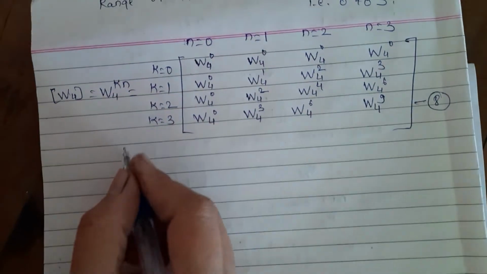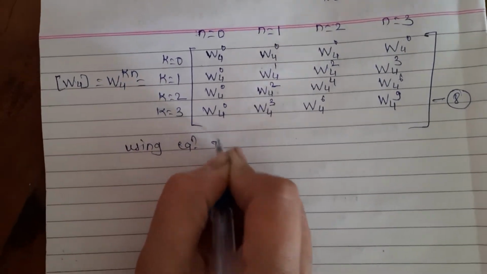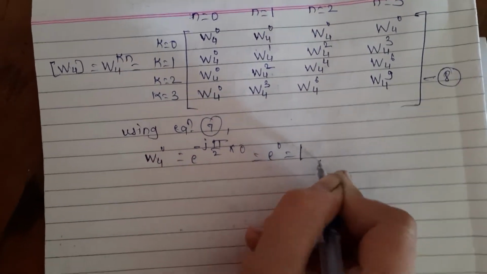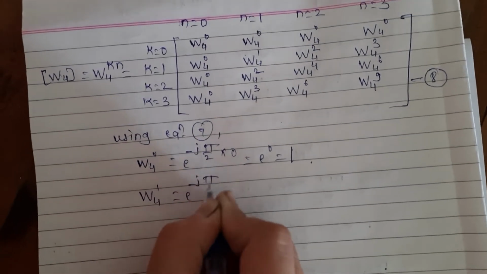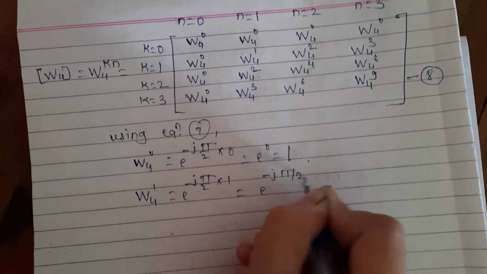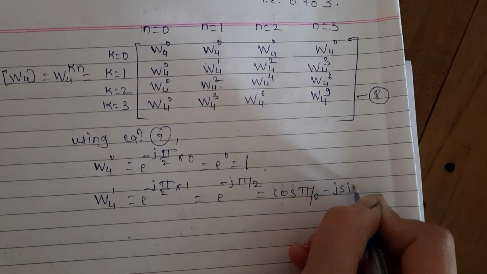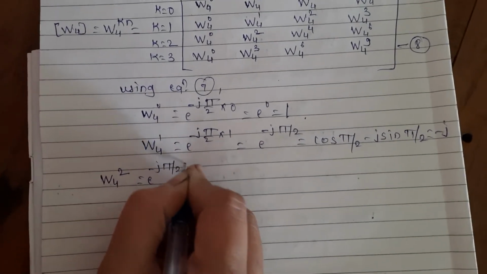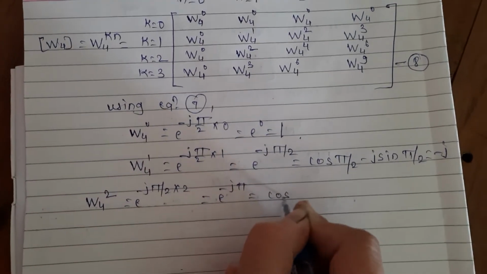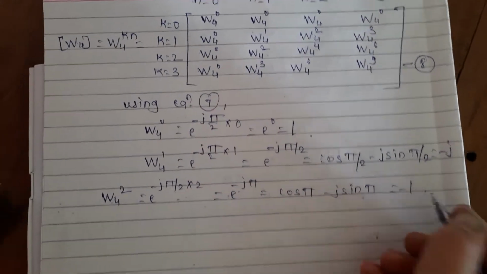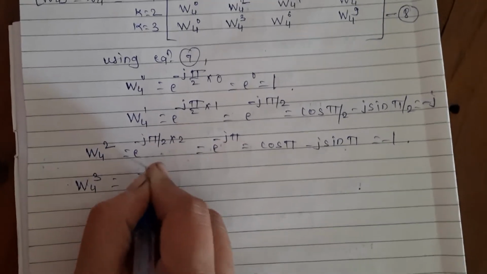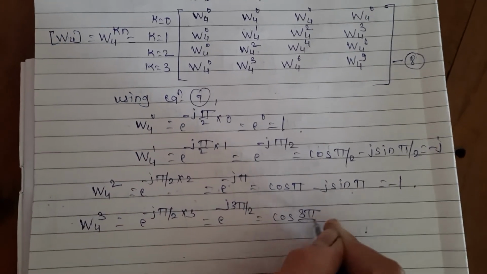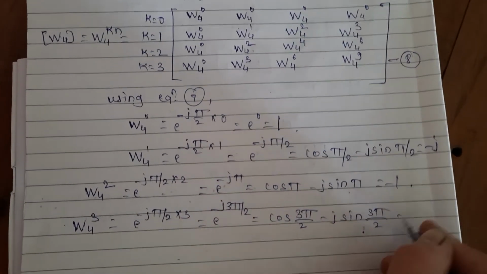Now using equation 7 we get W_4^0 is equal to e raised to minus j pi by 2 into 0, so e raised to 0 value is 1. Next is e raised to minus j pi by 2 into 1, which we can write as cos of pi by 2 minus j sine of pi by 2, so its value is minus j. Next is e raised to minus j pi, so this is cos of pi minus j sine of pi, and this value is minus 1. Next is e raised to minus j 3 pi by 2, it is cos of 3 pi by 2 minus j sine of 3 pi by 2, so it is plus j.